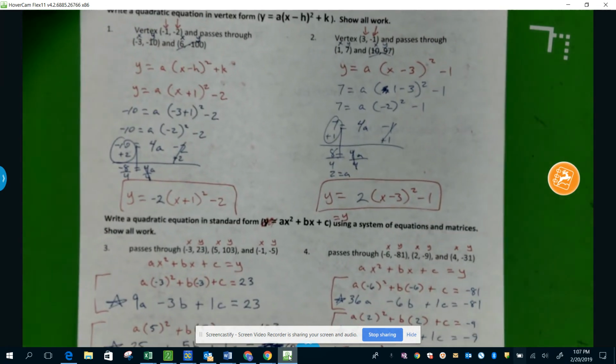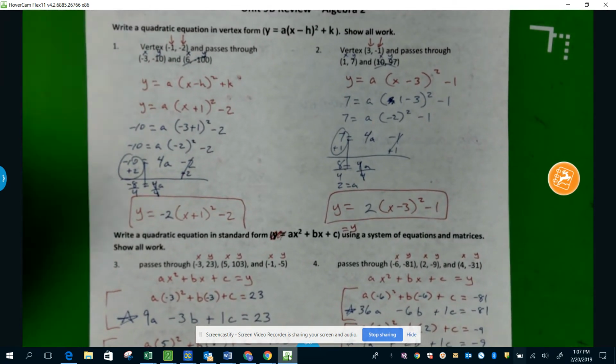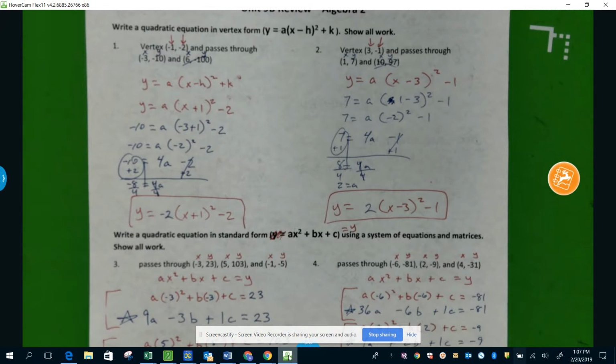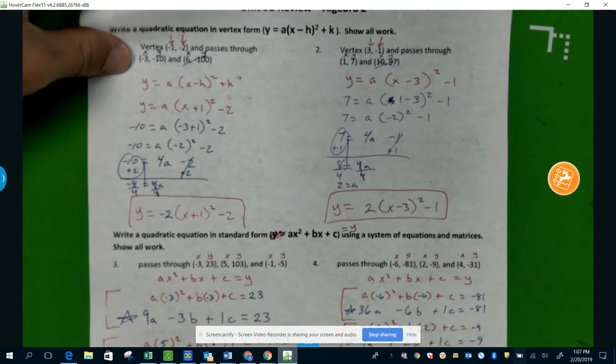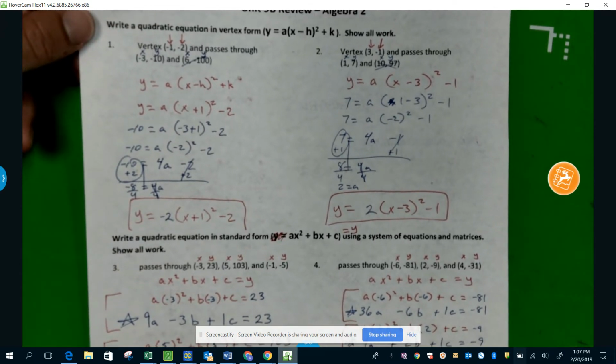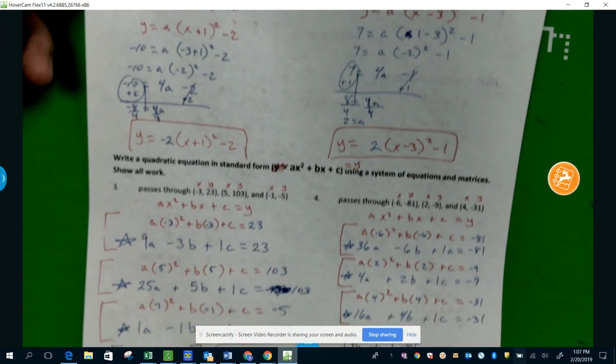What I'm going to do here is zoom out so you can take a look at the entire review. I will not post a picture of it. I'll just post this video so you can check your work to make sure that you've got it all correct.